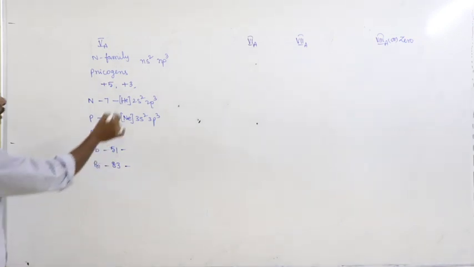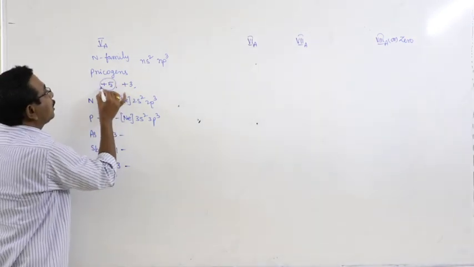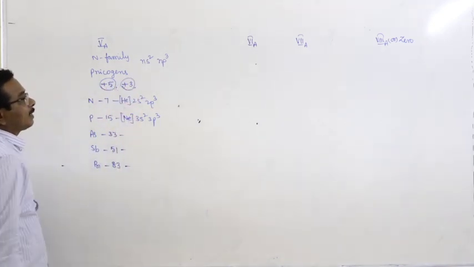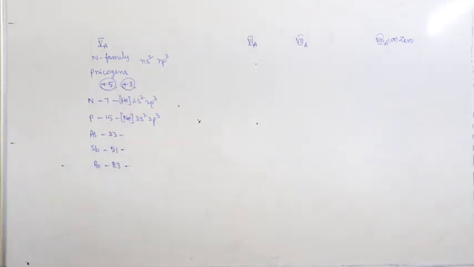ns2, np3. And the general oxidation state is +5. Along with +5, they exhibit the oxidation state +3 also. This is about the 5th group elements.